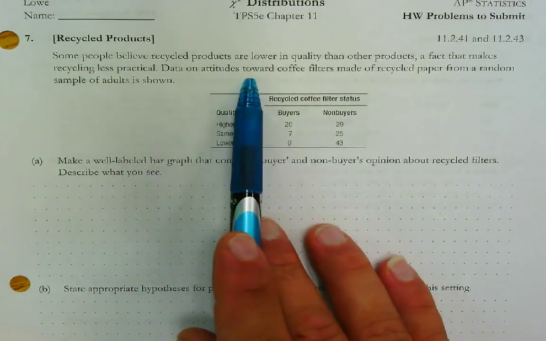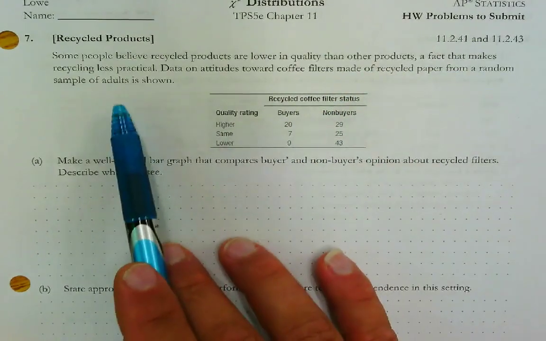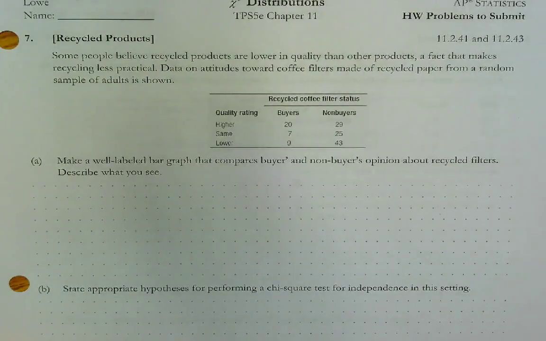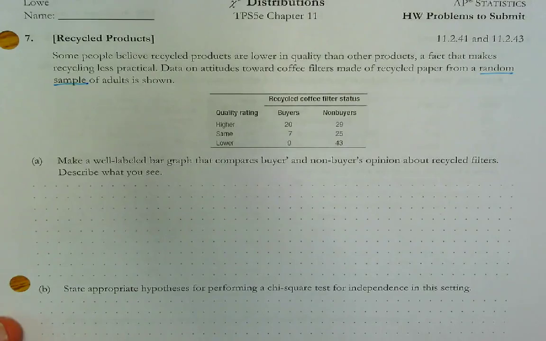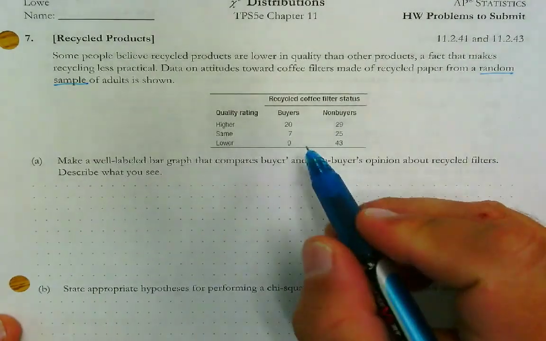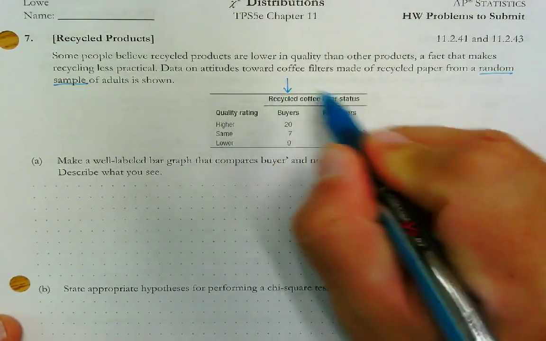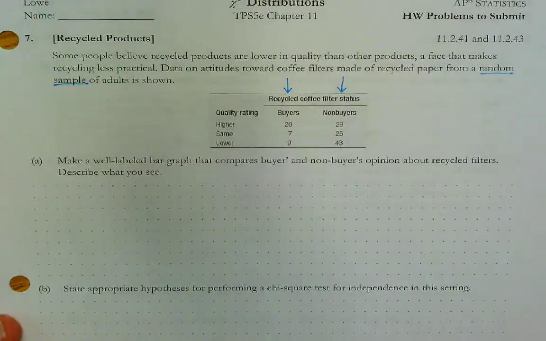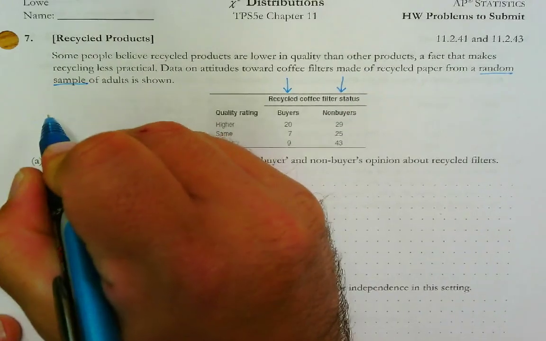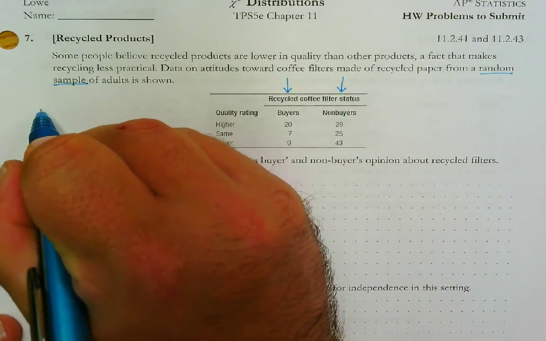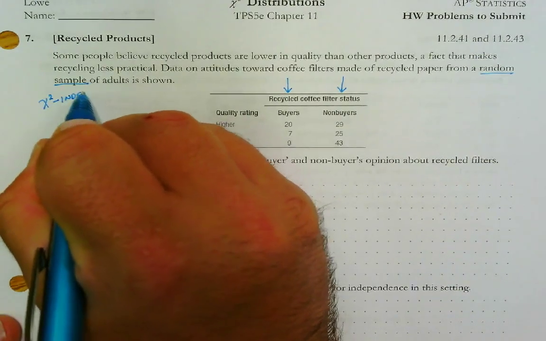The data on the attitudes towards coffee filters made of recycled paper from a random sample of adults is shown. Notice that we have a single random sample. From that random sample we get information on our buyers and we get information on our non-buyers. But because it is a single sample of adults, we have a chi-squared for independence.